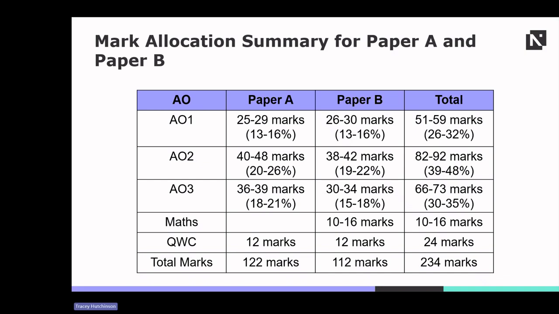So beginning with core exams. So paper A and paper B have distinct mark allocations for AOs and quality of written communication, or QWC. As you can see, AO2 has the highest percentage weighting of marks. And then for both papers, there are maths marks and quality of written communication; for paper B there's maths marks, and for both papers there's quality of written communication marks. So QWC contributes 24 marks in total. Understanding this breakdown helps students effectively allocate their time and effort across different components of the examination.